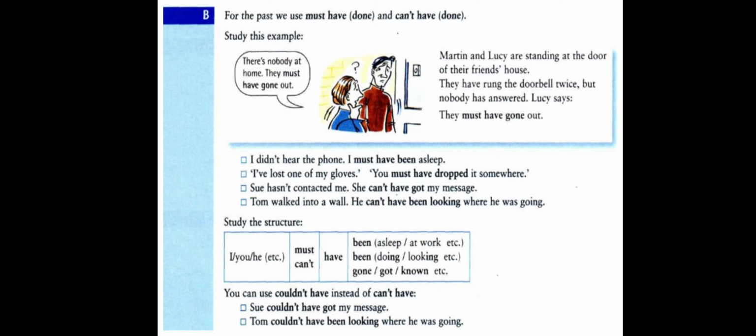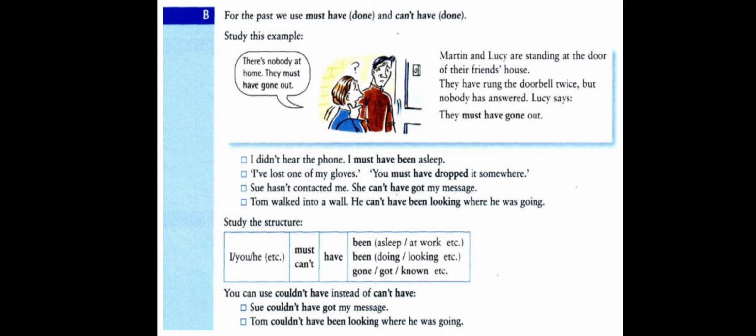Study this example. There is nobody at home. They must have gone out. Two persons, Martin and Lucy, are standing at the door of their friend's house. They are standing at the door now, and they have rung the doorbell twice, but nobody has answered. Lucy says they must have gone out.